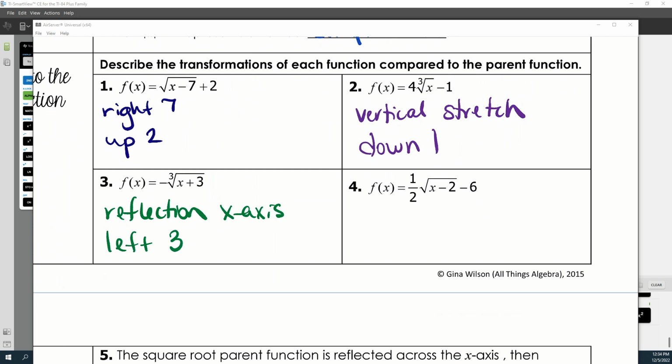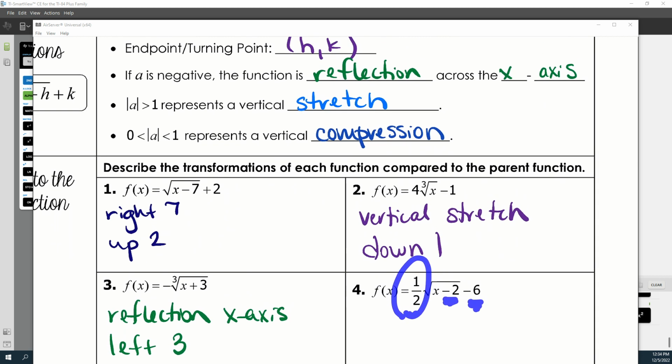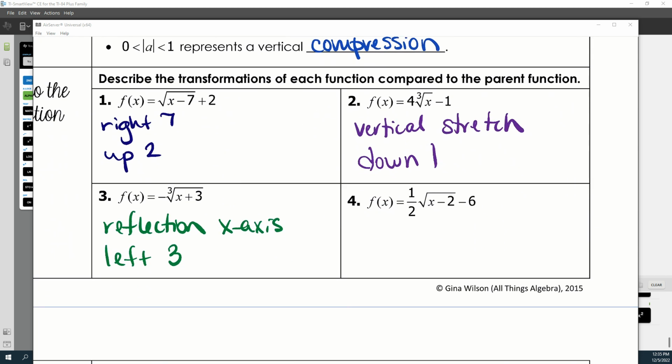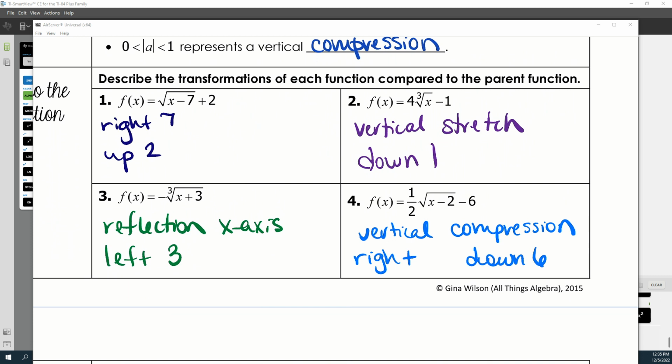Okay. And then number 4 has 3 things. So we're multiplying by 1/2, we're subtracting 2, and we're subtracting 6. So multiplying by 1/2 is this situation right here. 1/2 is between 0 and 1, so it's going to be a vertical compression. And then subtracting inside is going to be right 2. Subtracting outside is going to be down 6. All right, any questions on those?